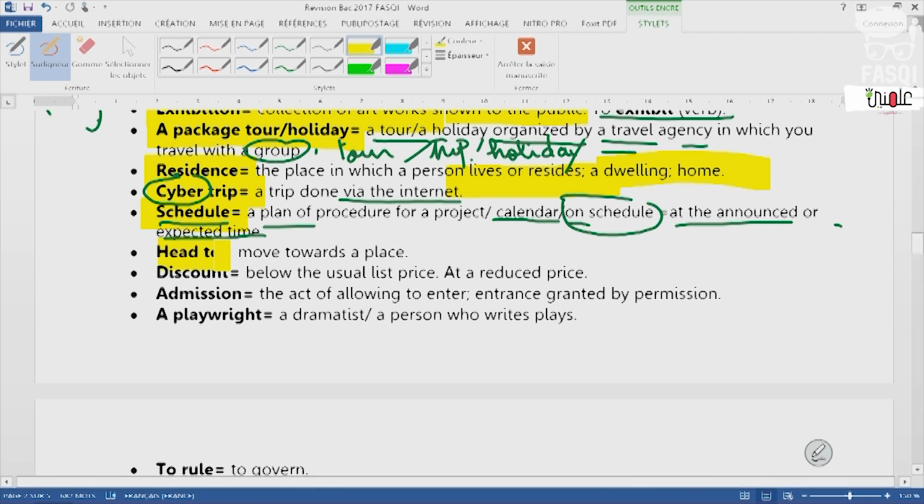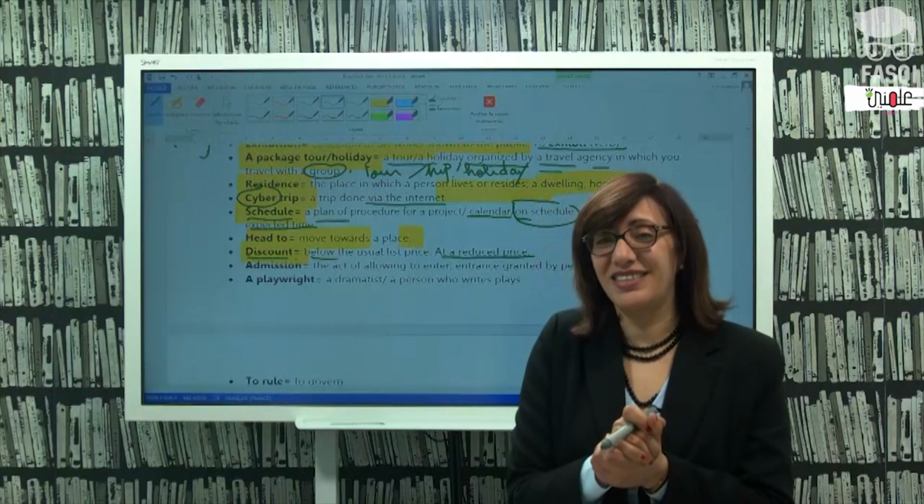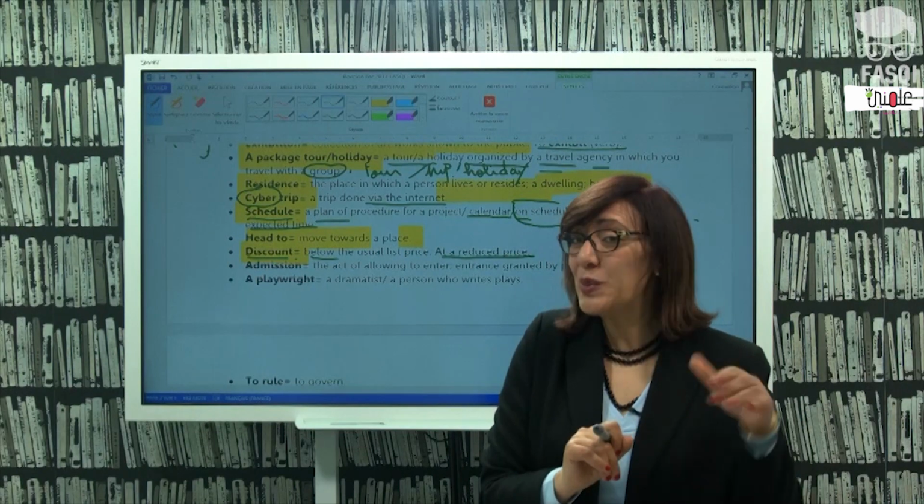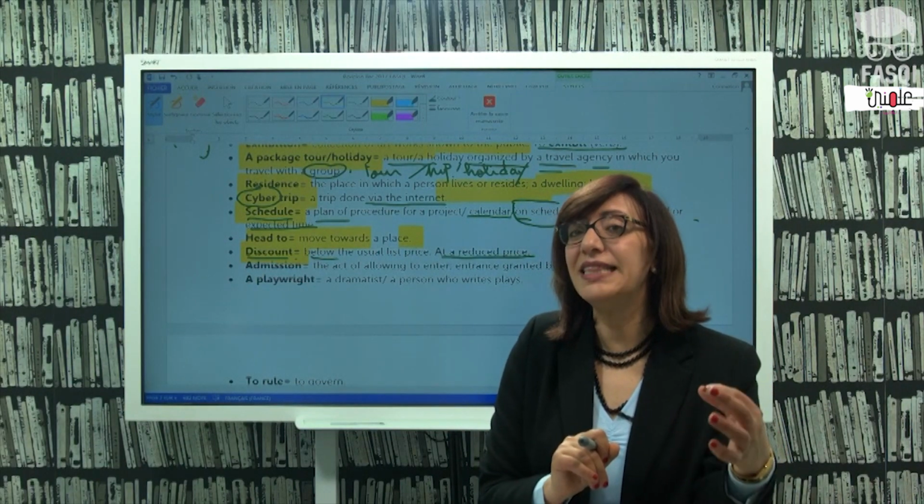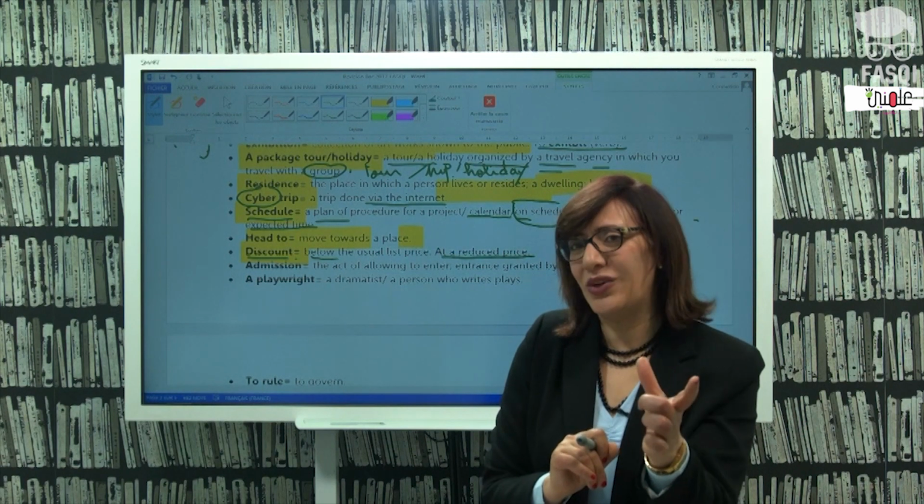Another word that I'd like you to remember: head to. That's to go, to move towards a place. Discount. Everybody would like to have a discount. What's a discount, or to make a discount? That's when you pay a reduced price, for example below the normal price. So, for example, hurry up, there is a discount. Let's book now. We will pay less because there is a discount. It's one word.